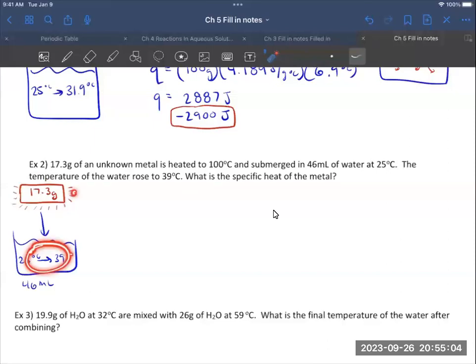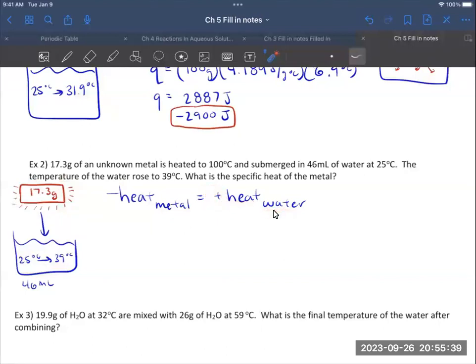Because it's hot, and the water is colder, the water is going to be gaining heat, the metal is going to be losing heat. Okay, what I want you guys to understand is that the heat that was lost by the metal is equal to the heat that was gained by the water. Whatever the metal gave up, the water must have absorbed, because we can't destroy heat energy, right? It has to be transferred. So whatever the heat was lost by the metal is exactly what was gained by the water.